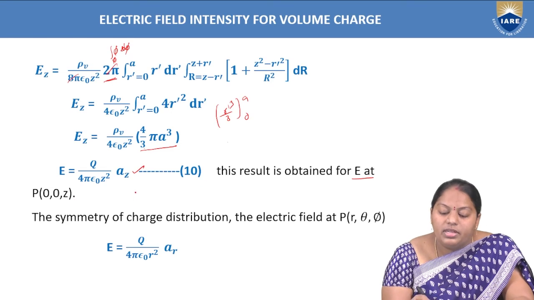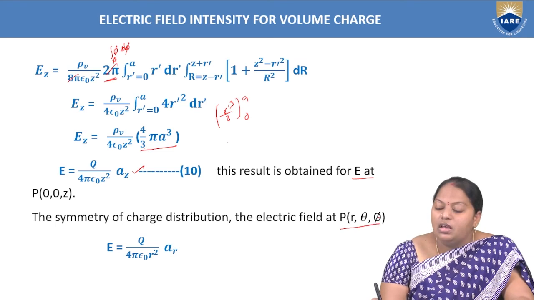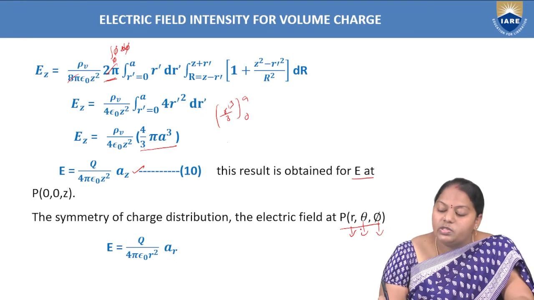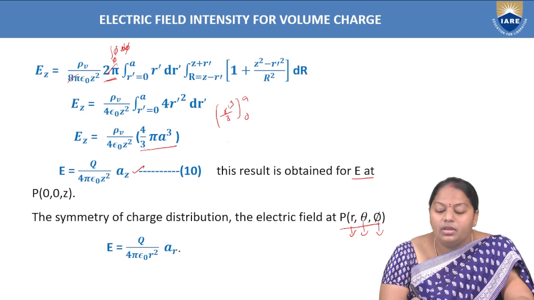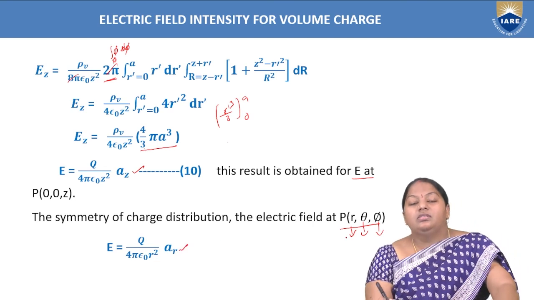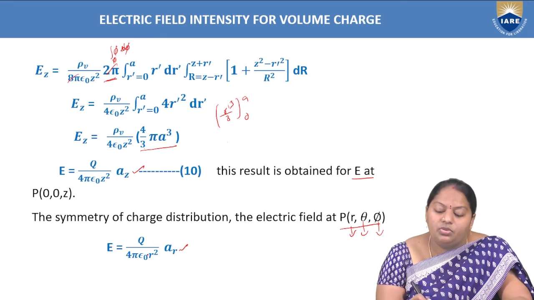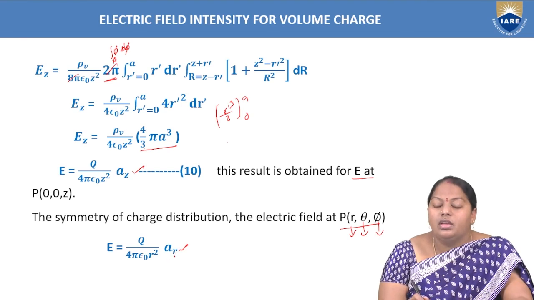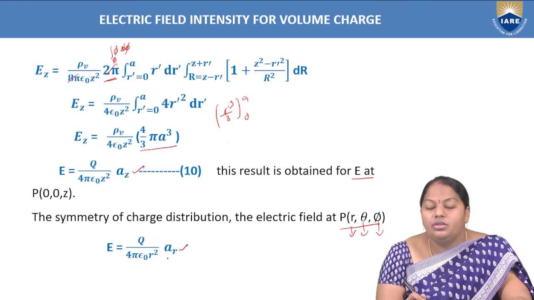Right? So, in general, how will we write this electric field intensity E equation? Given the symmetry of the charge distribution, the electric field at P of r, theta, phi, means r is one variable, theta is another variable, and phi is another variable. Now, if you want to express it in terms of r, hence E equal to q by 4 pi epsilon naught r square into ar. Instead of r, theta, phi, it is expressed as E equal to q by 4 pi epsilon naught r square into ar.